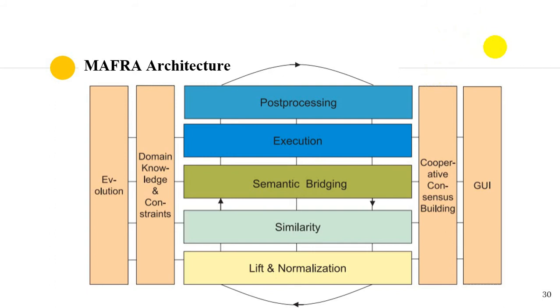So MAFRA is currently under development within the KAON Ontology and Semantic Web Framework. For the moment, they have achieved the implementation of four modules of MAFRA: the similarity discovery module, the semantic bridging representation, the graphical user interface, and the execution engine.